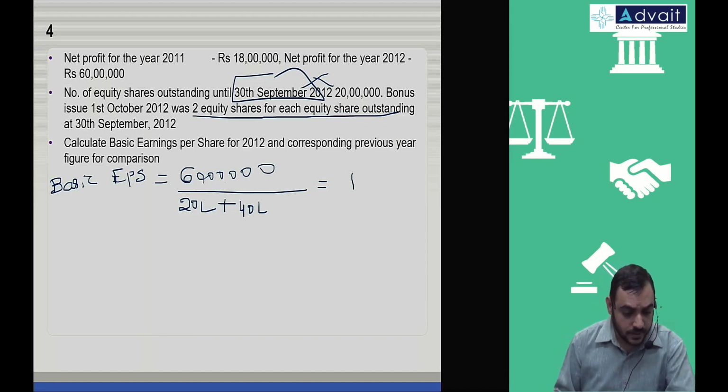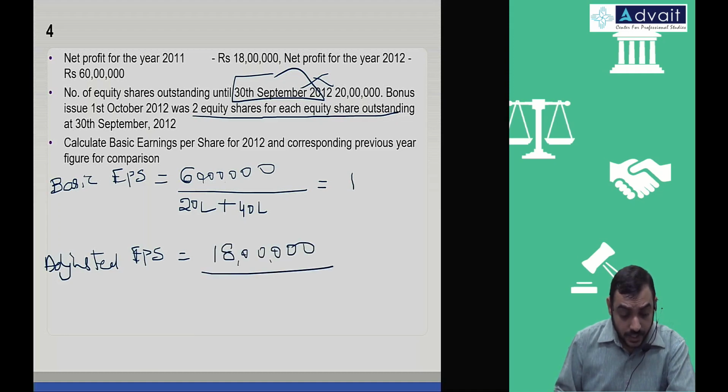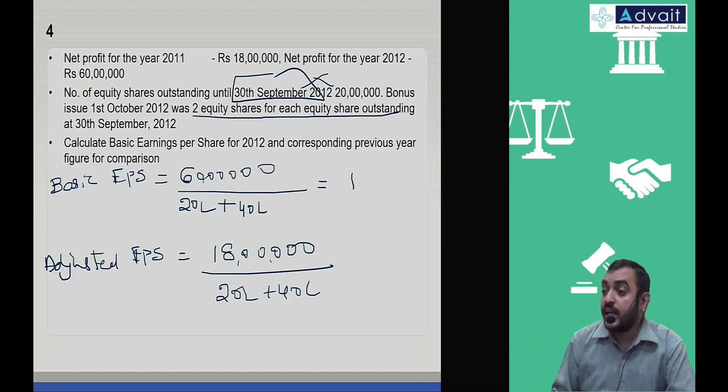This is basic EPS. Then adjusted EPS, that is for the previous year for the purpose of comparison. Previous year profit is 18 lakhs. And what number of shares should be taken? Previous year there were only 20 lakhs. The bonus shares were issued in the current year, but for the purpose of comparison, I take the bonus in the previous year also. So previous year also I'll take 20 lakh plus 40 lakh, 60 lakhs, which gives 0.3 per share.